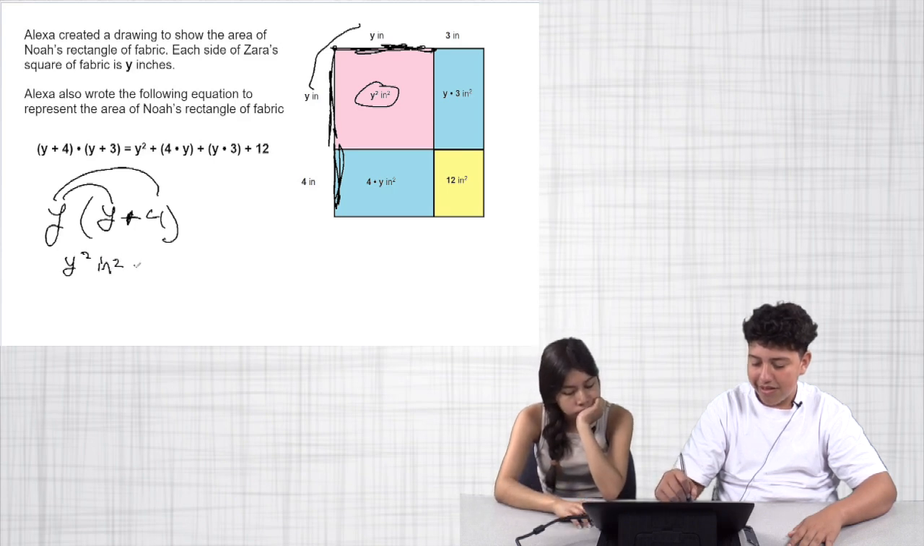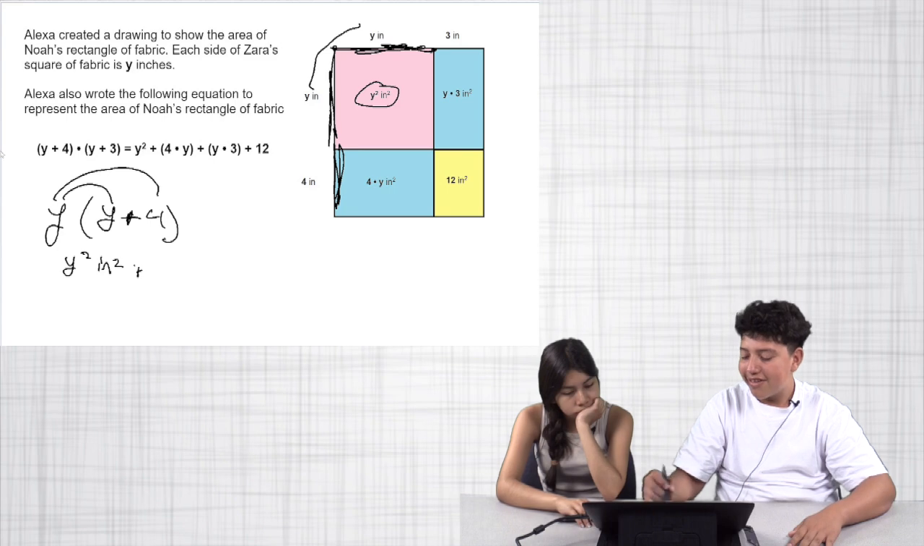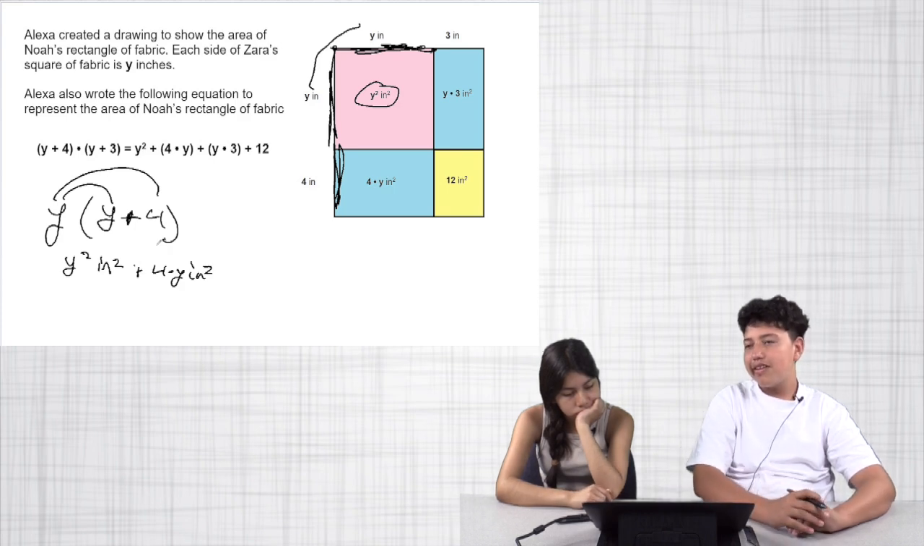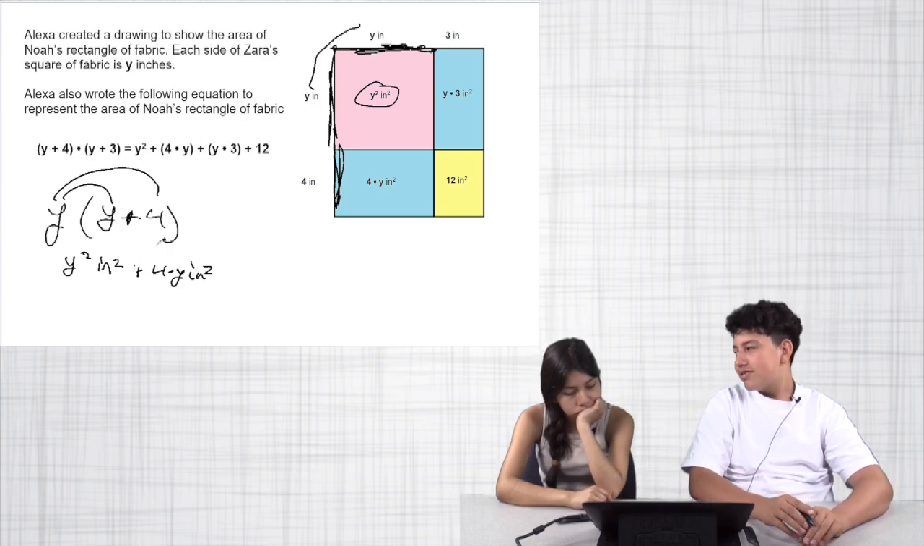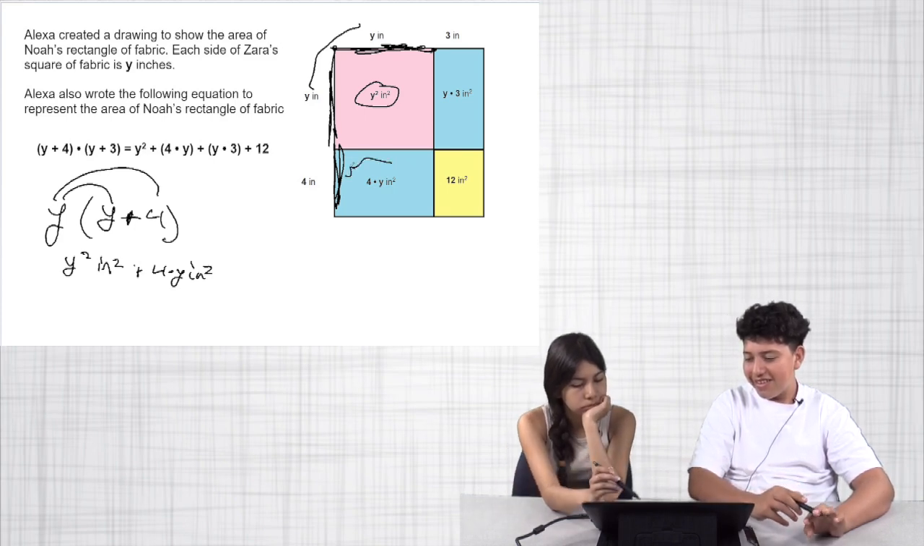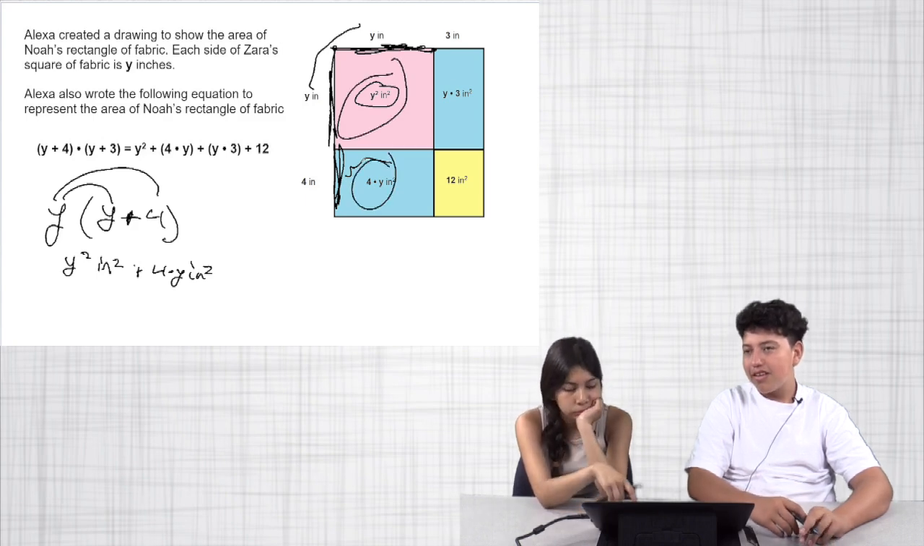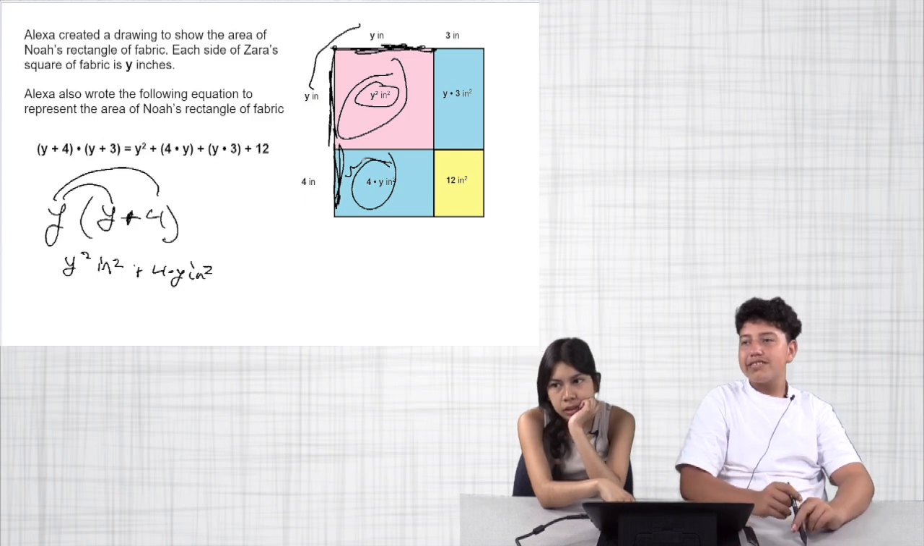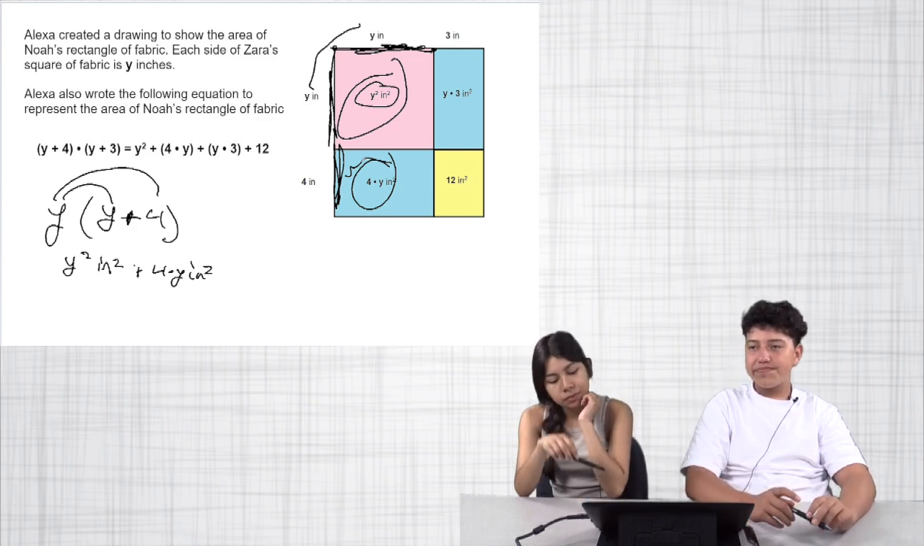Then plus the 4y. Now, what do you think of that? Can you find those in the drawing? Where do you see them, Emily? And what does that mean? Is that the two areas? Okay. What do you guys think?